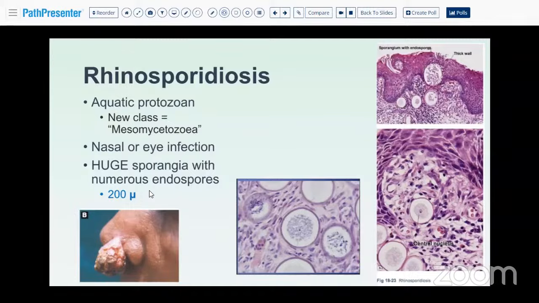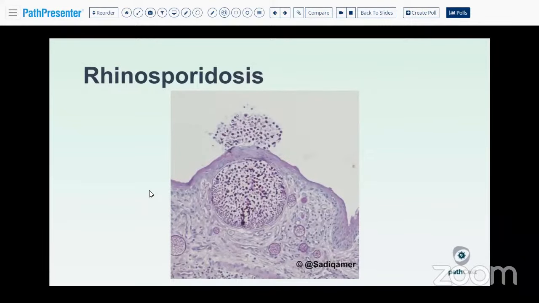Rhinosporidiosis was another answer choice. It's an aquatic protozoan, or at least it was when I learned it. It's technically now classified as a mesomycetozoa, which I think is like if a mold marries a fish or something, or a protozoan. And so a really unique organism that is found in the water, it infects the mucosa of the nasal passages and the eyes. Logically, we have huge sporangia with numerous endospores, so about 200 microns. So these are 4 times the size of our cocci, which are big to begin with.